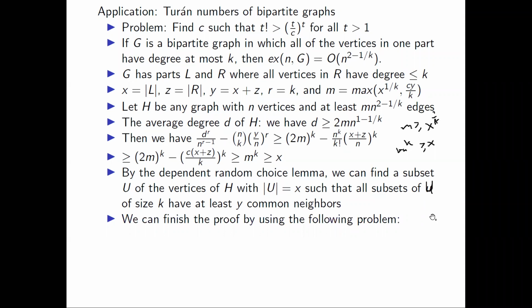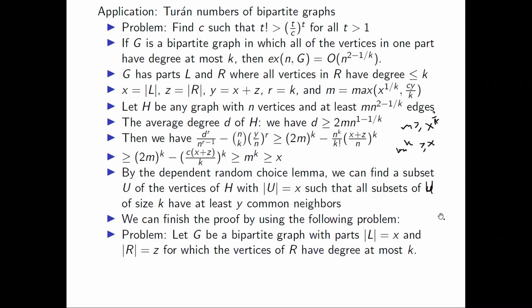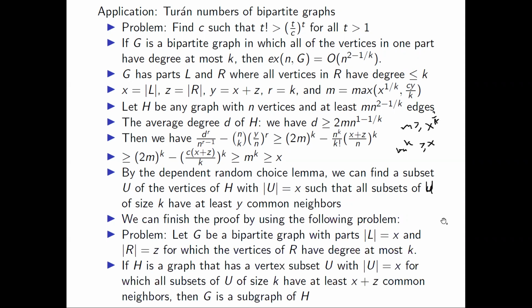And the proof can be finished from here by using the following problem. So let G be a bipartite graph with parts L and R. L will have cardinality x, R will have cardinality z, and the vertices of R will have degree at most k. And here is what to prove. If H is a graph that has a vertex subset U with the cardinality of U equal to x, for which all subsets of U of size k have at least x plus z common neighbors, then G is a subgraph of H.